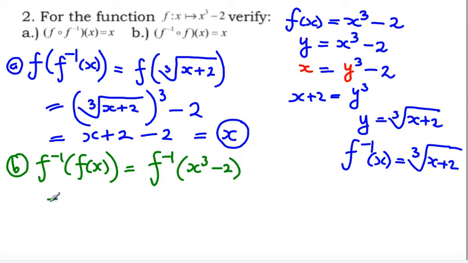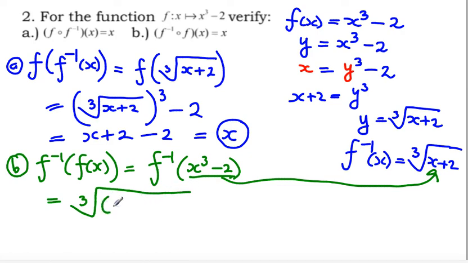Now I will follow that by substituting x cubed minus 2 into the formula of f inverse, which in this case is the cube root of x plus 2. So I will just replace or substitute this x cubed minus 2 into the position of x in this formula. So then I will have the cube root of, replacing the x by x cubed minus 2, and then I still have in the formula plus 2 afterwards. So this is what we end up with.